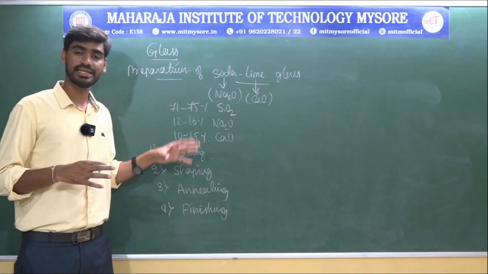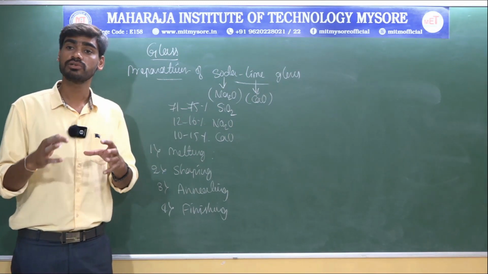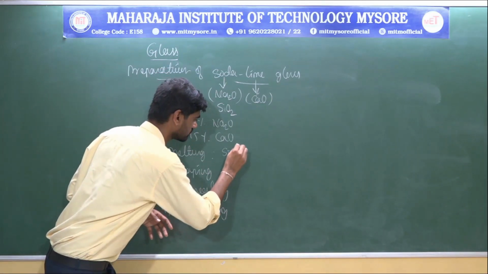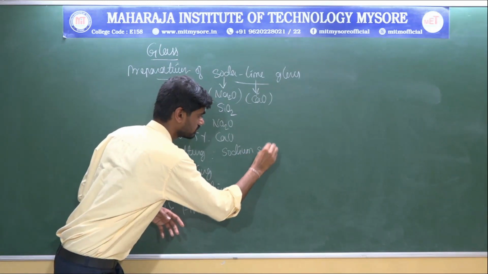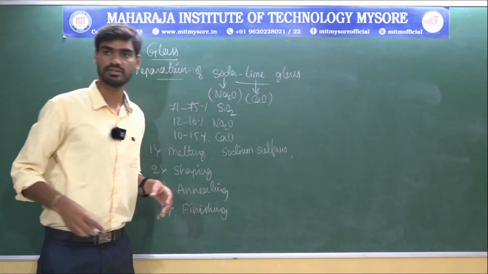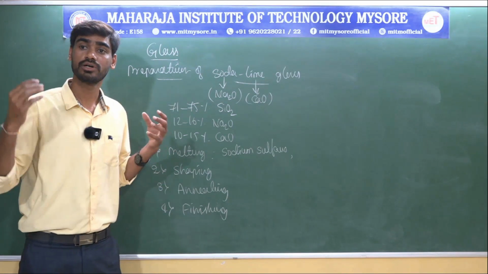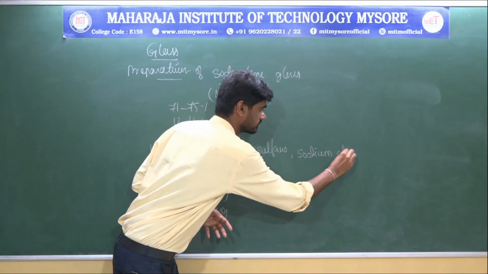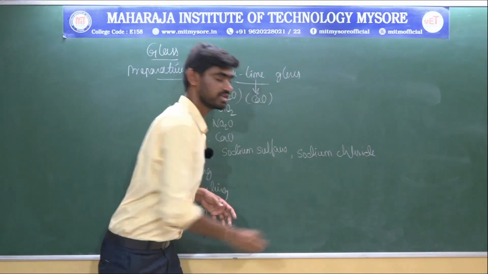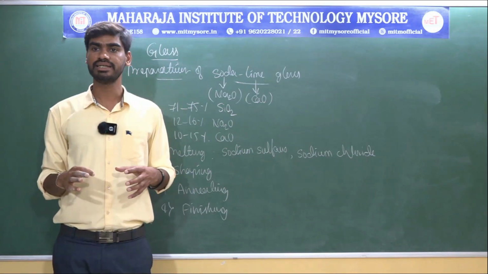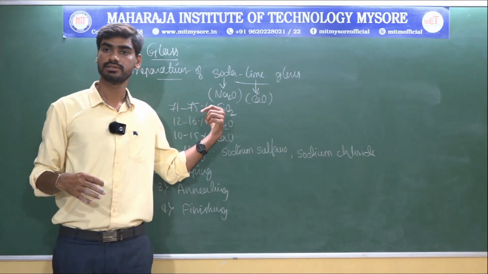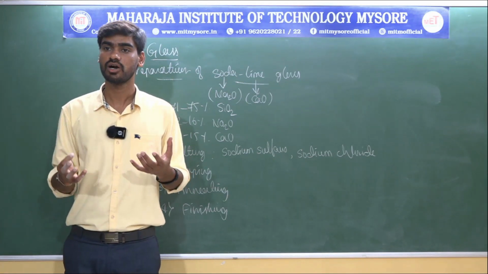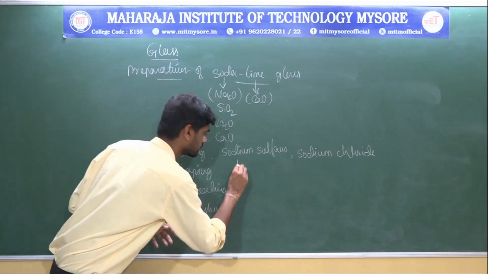In addition to these three important ingredients, small amounts of fining agents such as sodium sulfate and sodium chloride are also melted with the raw materials in a glass furnace at a temperature that can reach up to 1675 degrees centigrade.